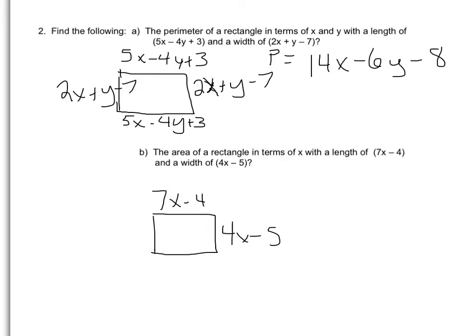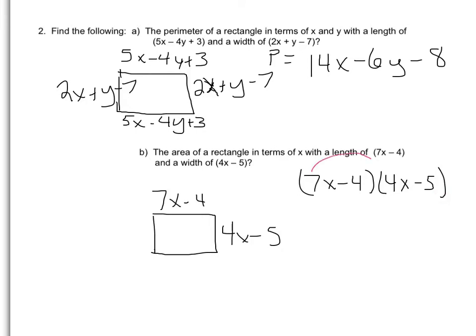So 7x minus 4 times 4x minus 5. We're taking this expression and we're going to multiply it times this expression. To show that, we're going to put the first expression in parentheses, and we're going to put the second one in parentheses, and then we will do double distribution. We're going to take the 7x and multiply it times each of these, and then we're going to take the negative 4 and multiply it times each of these.